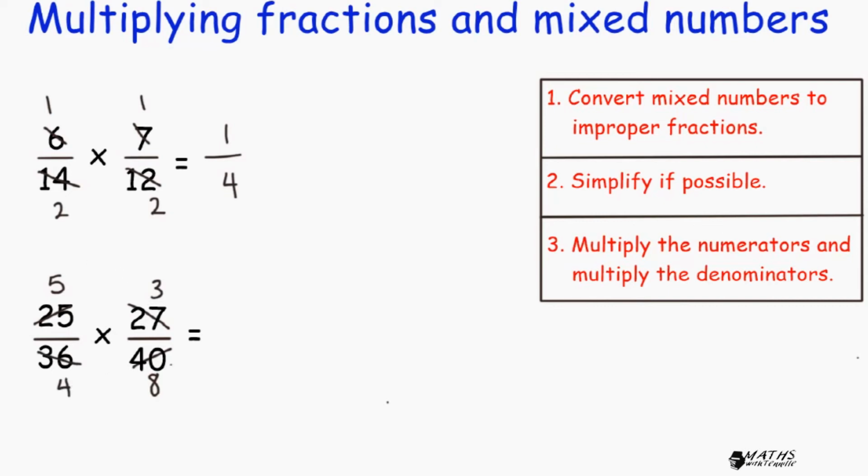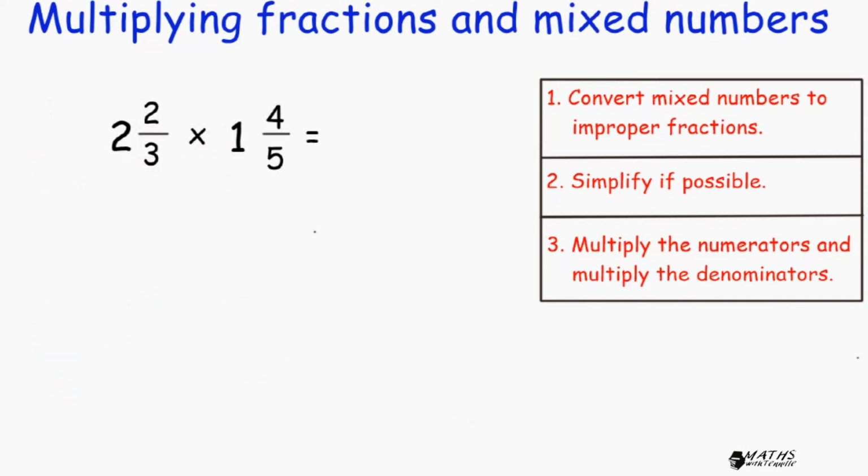And I'll have another look, and there's nothing else that can be simplified. So then I apply my rule number 3. I multiply my numerators. 5 times 3 is 15. And then I multiply my denominators. 4 times 8 is 32. And this is my final answer, and this cannot be simplified. So it's 15 over 32.